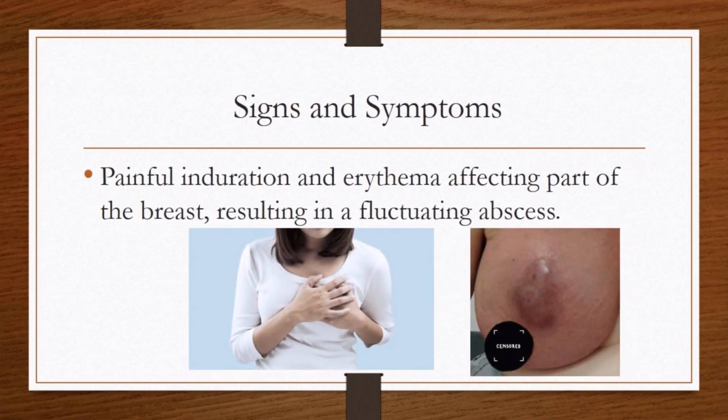Signs and symptoms are painful induration and erythema affecting part of the breast, resulting in a fluctuating abscess. As you look at the image on your right, we can see a breast abscess. It can be seen erythematous and somewhat greenish. This is how you can see it.